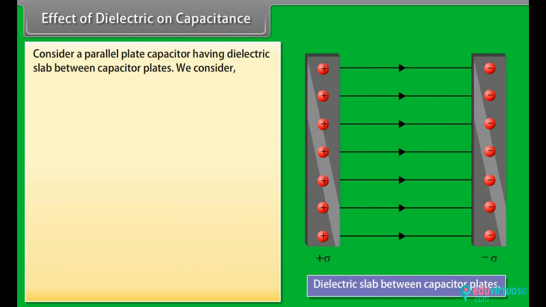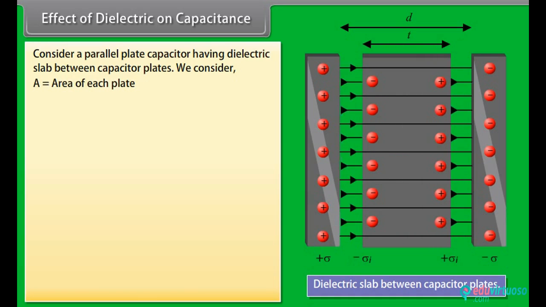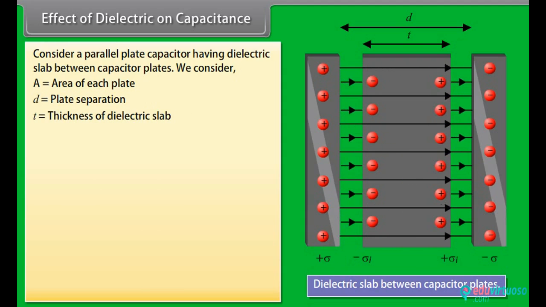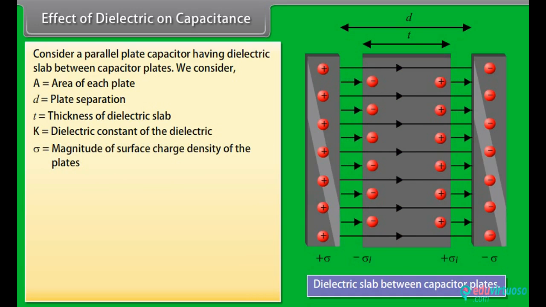Effect of dielectric on capacitance. Consider a parallel plate capacitor having a dielectric slab between the capacitor plates. We consider A is equal to the area of each plate, D is equal to plate separation, T is equal to thickness of the dielectric slab, K is equal to the dielectric constant of the dielectric, and sigma is equal to the magnitude of surface charge density of the plates.